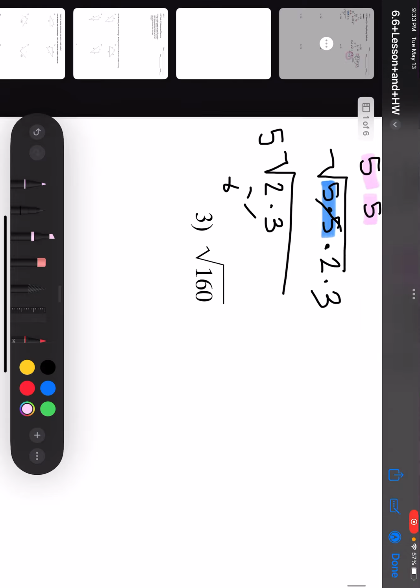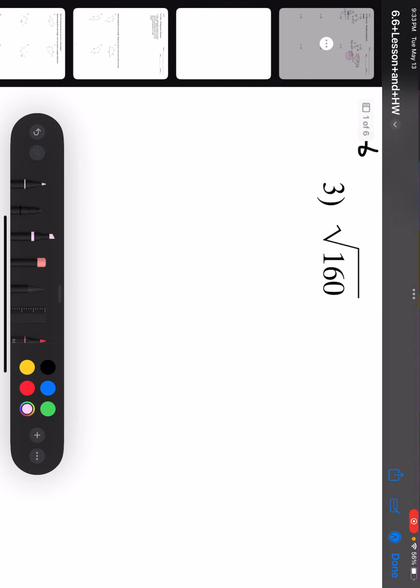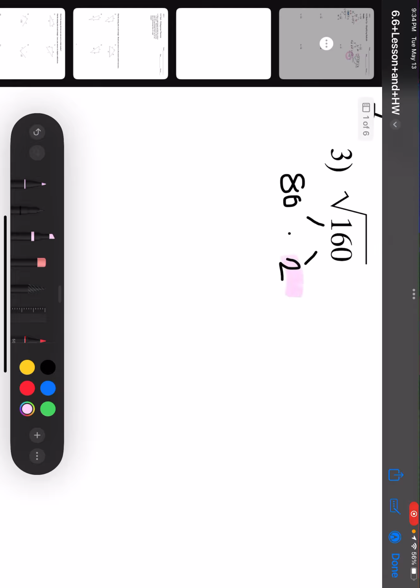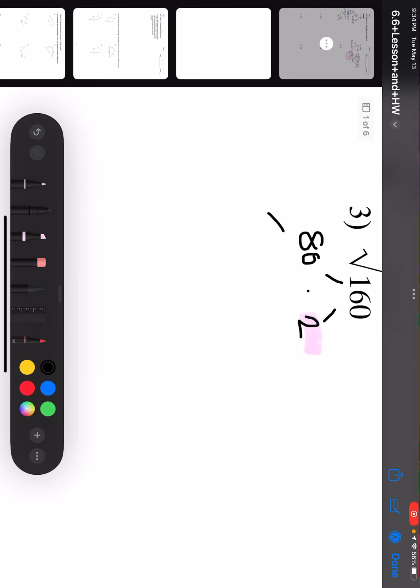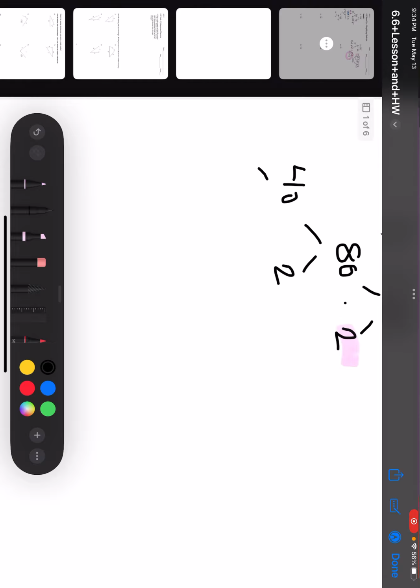Next one, guys. We have 160. Immediately looking at this, I take away the 0. I'm just like, what can I times to get 16, which is 8 times 2. But we just add back on that 0. So it'd be 80 times 2. We have a factor number, prime number. And then we can do like 40 and 2. Guys, I'm just making this so complicated. We can do 4 times 10, perchance.